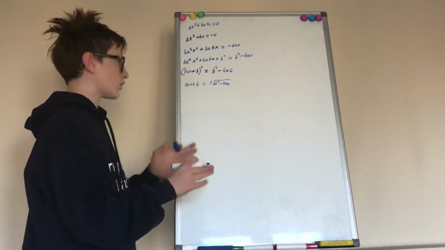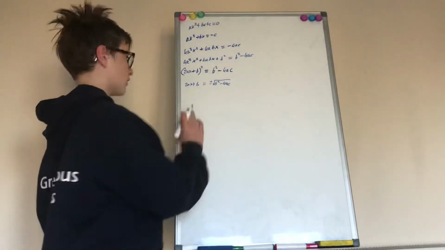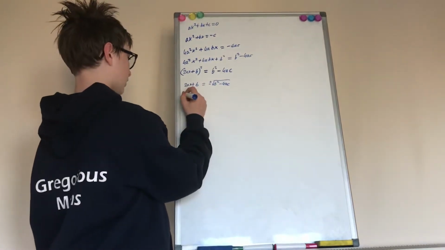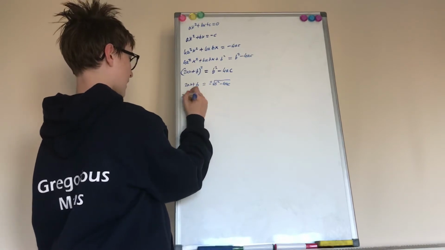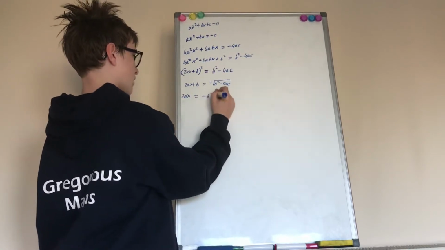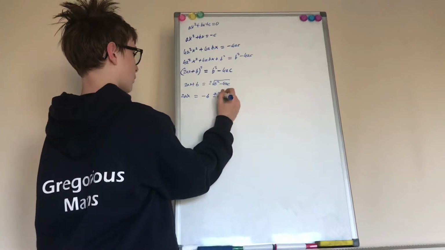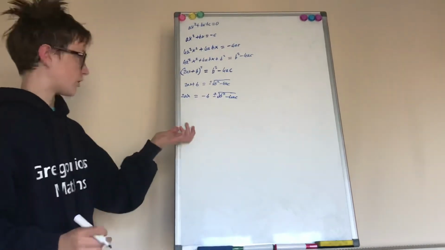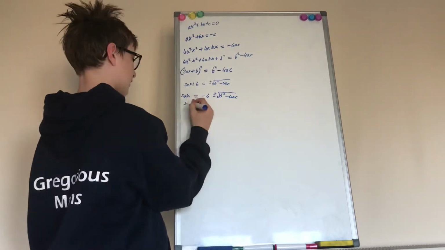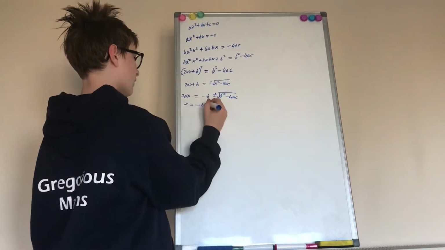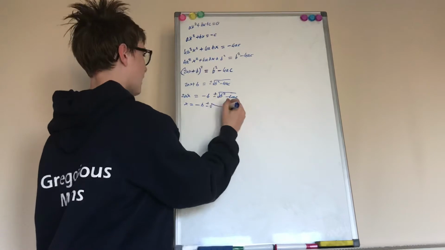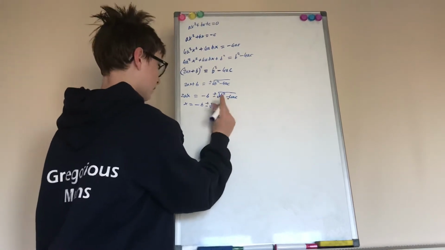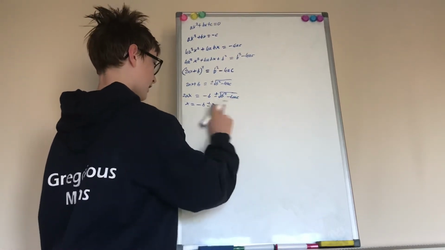Now it's a linear equation. So subtracting b leaves us with 2ax equals negative b plus minus the square root of b squared minus 4ac. And now dividing both sides by 2a leaves us with x equals negative b plus or minus the square root of b squared minus 4ac over 2a.